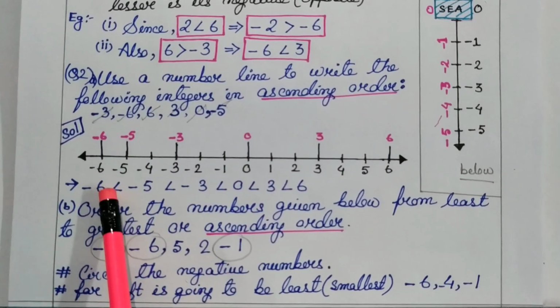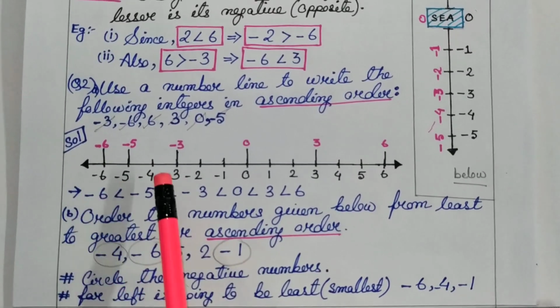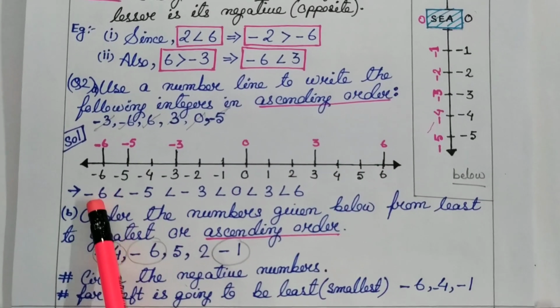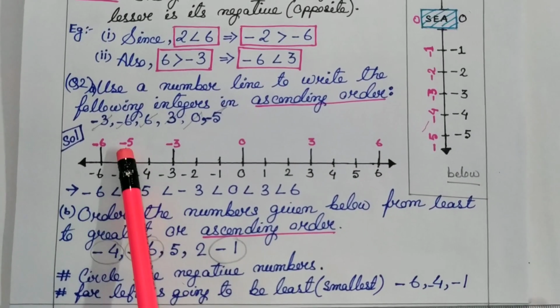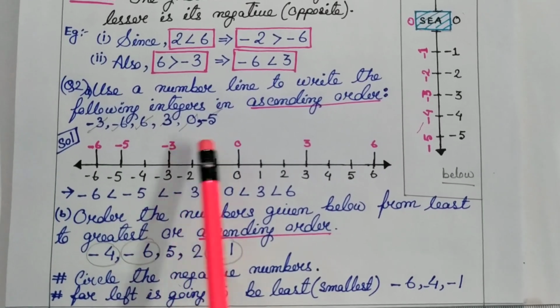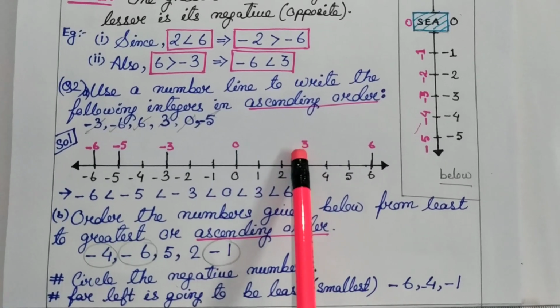Now, I will arrange in ascending order. Ascending order means least to greatest. So, which is the least value? Over here I can see. So, I'll write minus 6 is less than minus 5. Minus 5 is less than minus 3. Minus 3 is less than 0. 0 is less than 3. And 3 is less than 6.